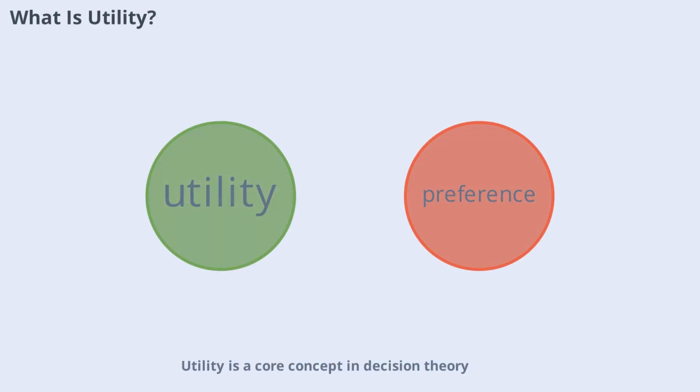Utility is a core concept in decision theory. It represents the satisfaction or value an individual derives from a particular outcome. Think of it as a way to measure how much you prefer one option over another. For example, if you're choosing between pizza and salad for lunch, your utility for pizza might be higher if you love cheesy food. Utility allows us to quantify preferences and make comparisons, even when choices are very different. This measurement is subjective and varies from person to person, making it a flexible tool for modeling real-world decisions.